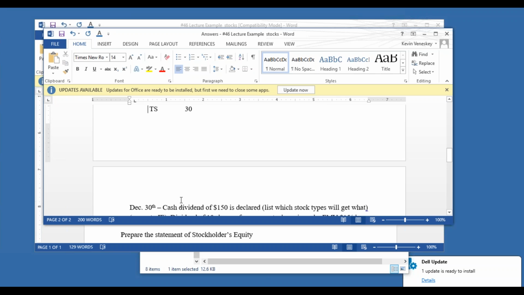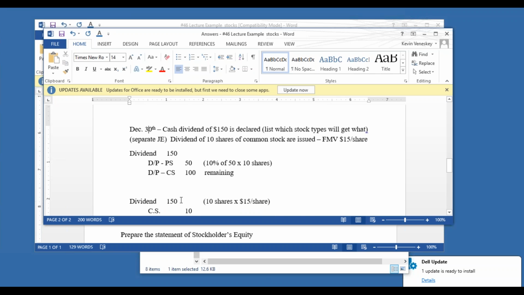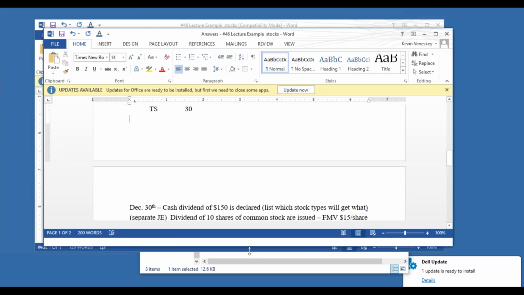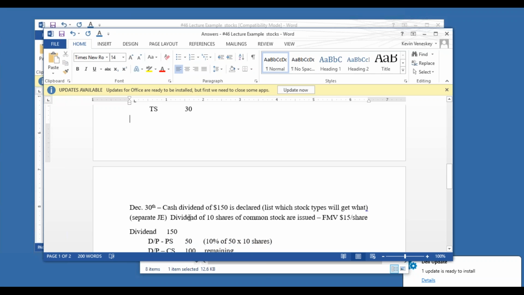The next part of this entry says, well, I also want to give out an additional 10 shares to my common stockholders because my preferreds have already been paid. I want to give out an additional 10 shares, but instead of giving out additional cash because I'm getting kind of low, I'm going to issue 10 shares of common stock as a dividend. And my common stock has gone up in value and it's currently selling for $15 each.